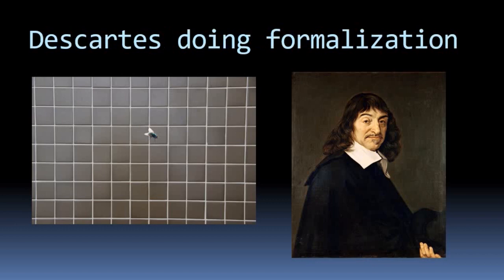So that was analysis. We want to analyze cognition. We want to break it down into its parts and understand those parts. We also want to formalize cognition. So here's Descartes doing formalization.